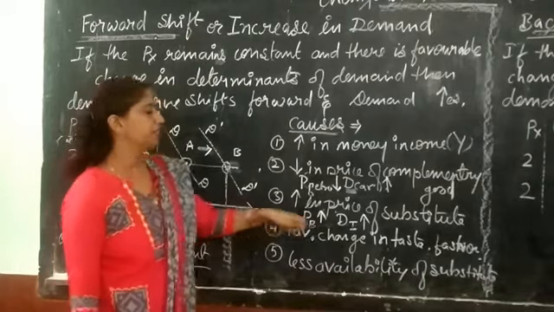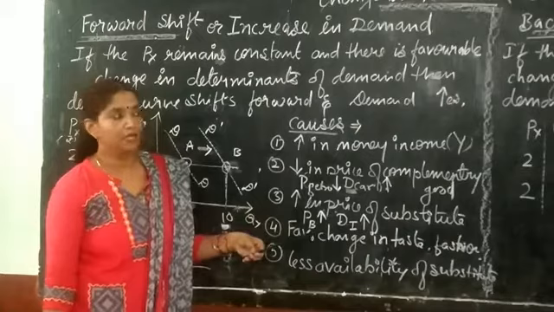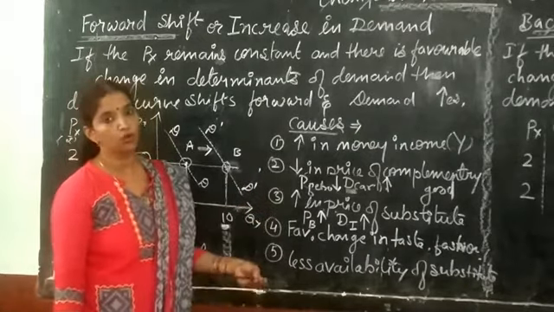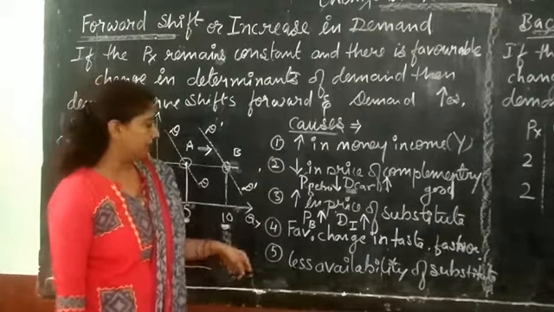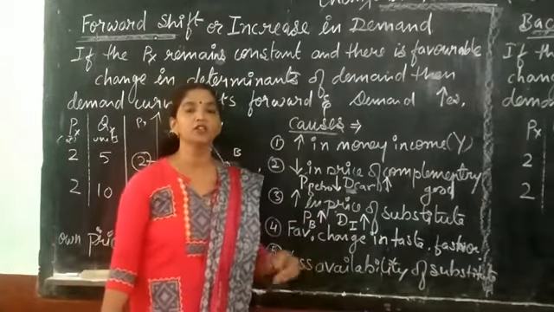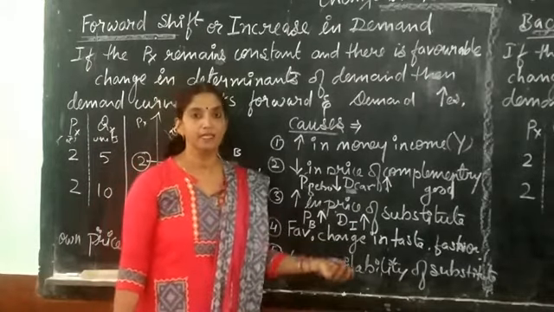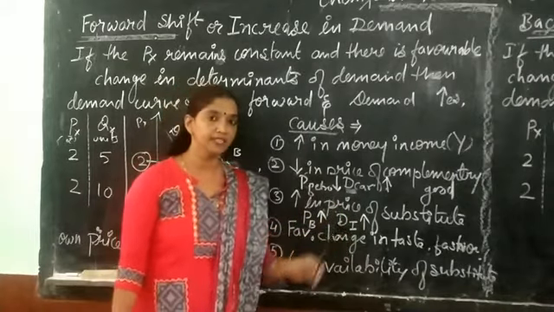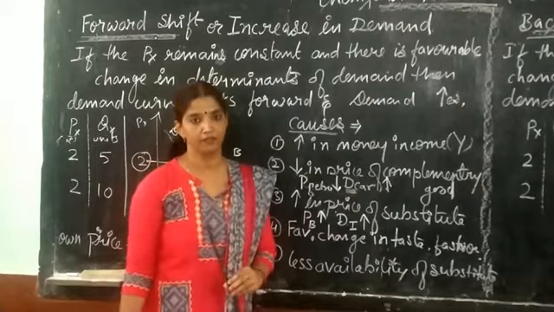Next is favorable change in taste, fashion, preference, etc. Consumer may prefer that commodity more than other goods, so he may increase the consumption of that commodity. Other one is less availability of substitute. The particular commodity is not having more and more substitutes in the market, so that consumer can replace that. So all these factors are responsible for increase in demand, or we can say forward shift of demand curve.